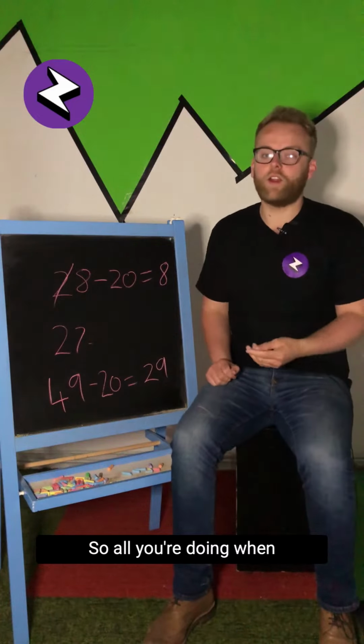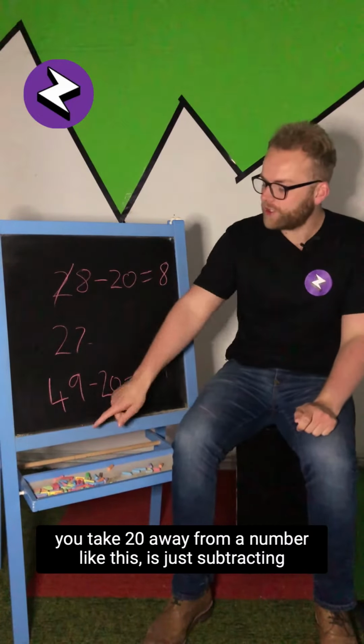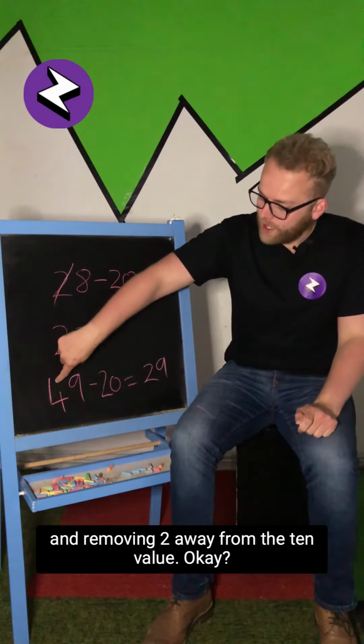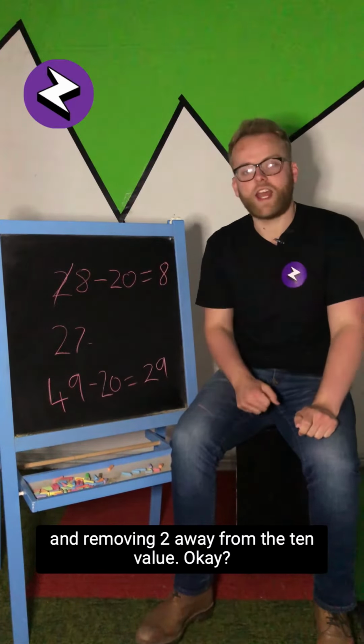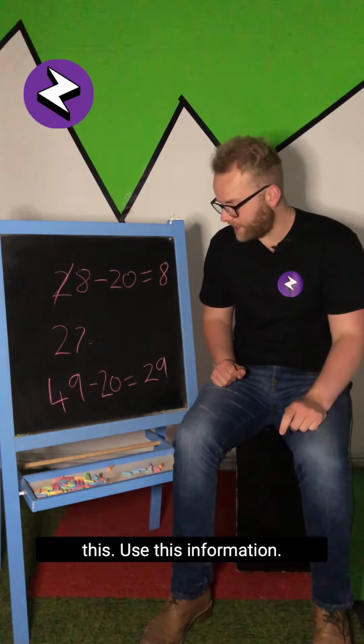So all you're doing when you're taking away 20 from a number like this is you're just subtracting, okay, and removing 2 away from the 10 value, okay? And you're not touching this, you're keeping it the same, okay?